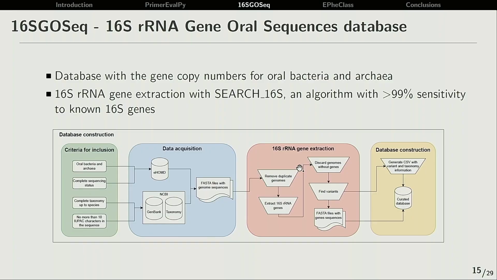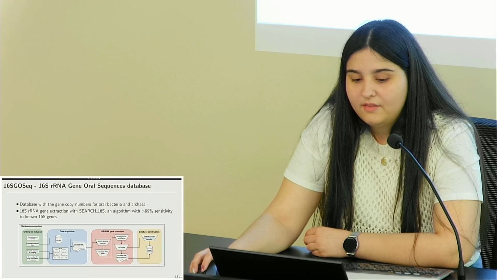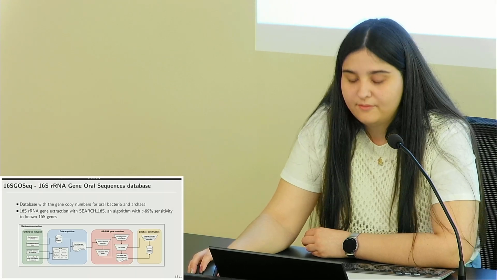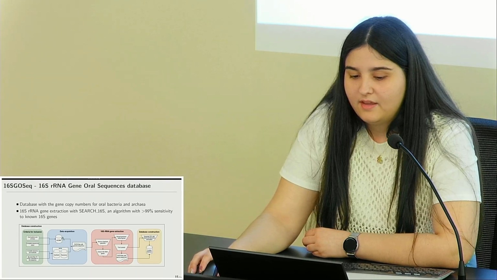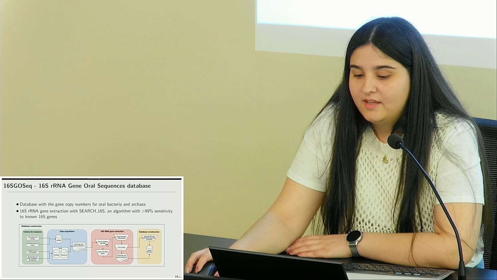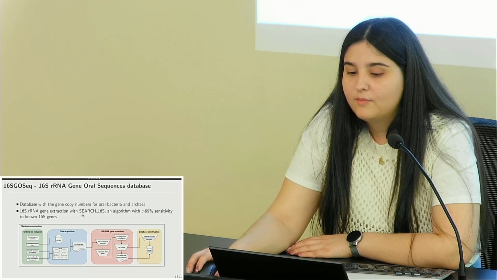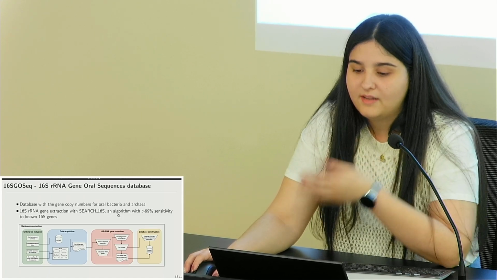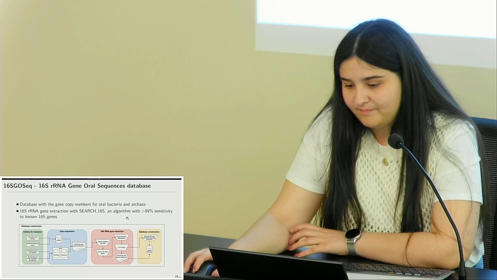So we propose 16S GeoSec, a database with gene copy numbers specifically for oral bacteria and archaea, that we created from complete genomes of oral bacteria and archaea that also have their complete taxonomy available up to the species level. We obtained them from two databases, the NCBI and the eHOMD. And then we extracted the genes from these genomes using an algorithm called Search16S by Robert Edgar, which is an algorithm that has a sensitivity of over 99% to known 16S genes.